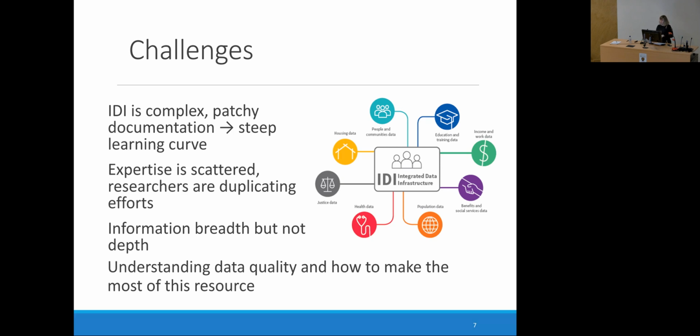Another issue is that the information, I say it has a lot of breadth but not depth. So there's a huge amount of information in there, covers a lot of different sectors, but it's not very rich. A lot of it's to do with service use and how government money is spent, but we don't have those really nice, rich, social information about families and relationships and well-being that we might want. And as I've mentioned previously, documentation is pretty patchy, so it can be quite hard to understand data quality issues and how to work around them to make the most of the IDI.